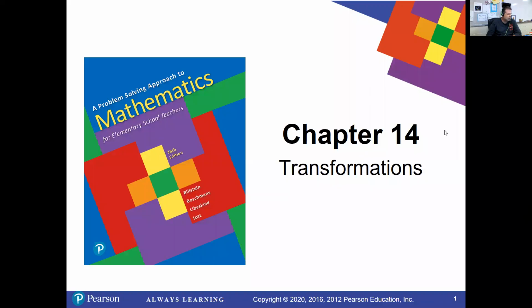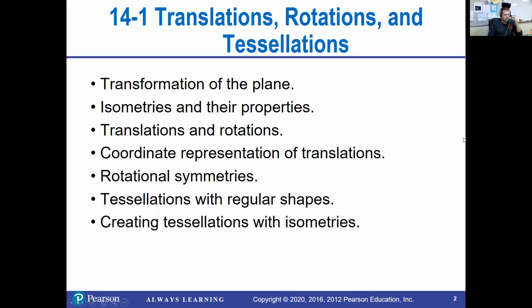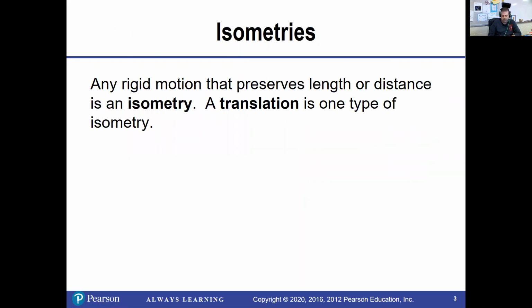There we go. All right, chapter 14, transformations. Okay. So some of the things we're going to be going over: what a transformation is, isometries, and then the types of transformations, a translation, a rotation, different types of rotations, and then we're going to also talk about tessellations, and the different types of tessellations.